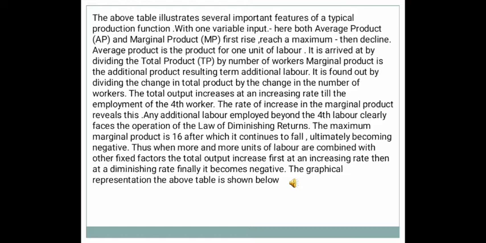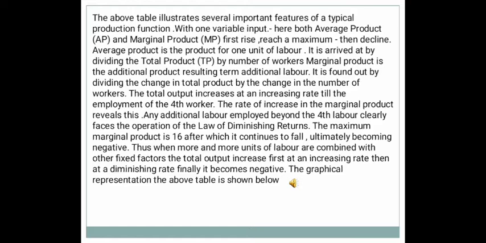The above table illustrates several important features of a typical production function with one variable input. Here, both average product and marginal product first rise, reach a maximum, then decline. Average product is the product per unit of labor. It is arrived at by dividing the total product by the number of workers. Marginal product is the additional product resulting from additional labor. It is found by dividing the change in total product by the change in the number of workers.